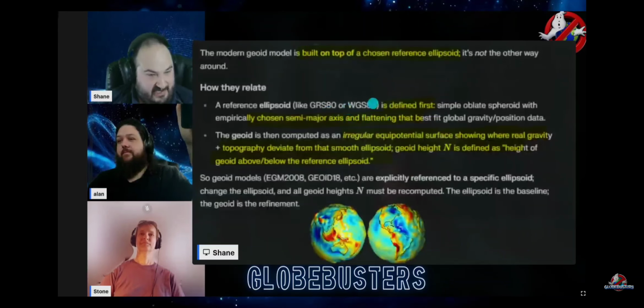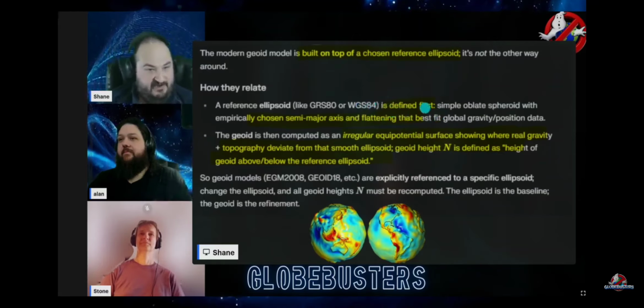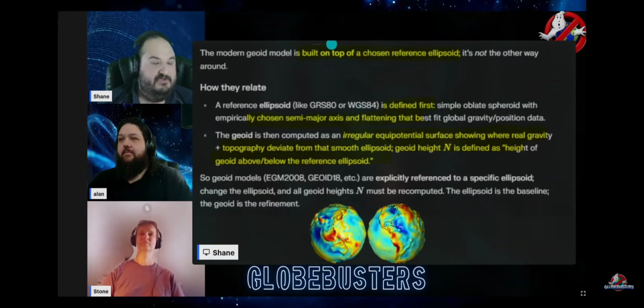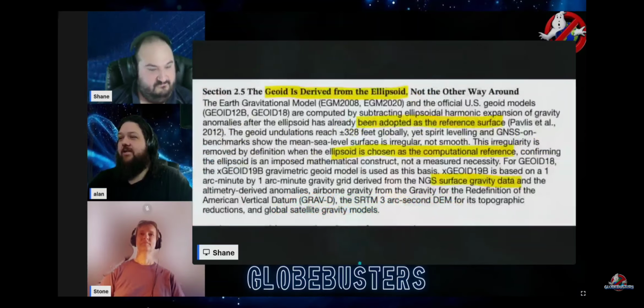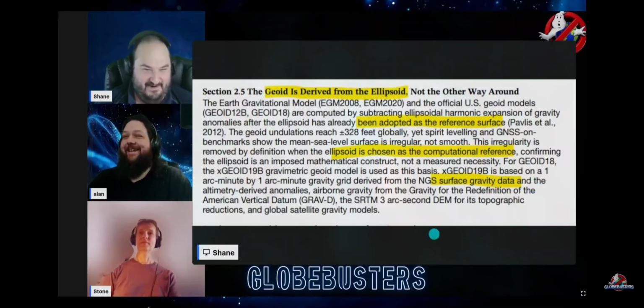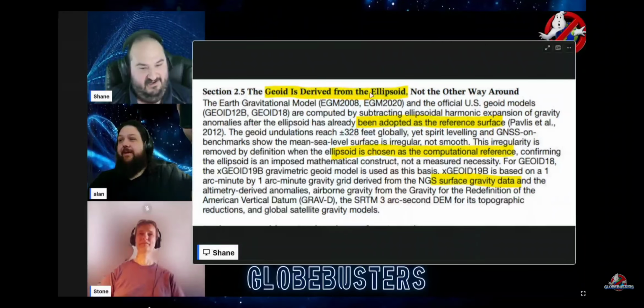So a reference ellipsoid like the WGS84 is always needed to be defined first, because the geoid model is then built on top of and within your chosen reference ellipsoid. So it's then often computed as the difference. Did they actually write it like that in the previous slide from a manual, where it's like section 2.5, the geoid is derived from the ellipsoid, comma, not the other way around? Like, yep. It's just a computational reference. Like, don't get this confused, guys. That's hilarious. Just as plain as you can make it, right?